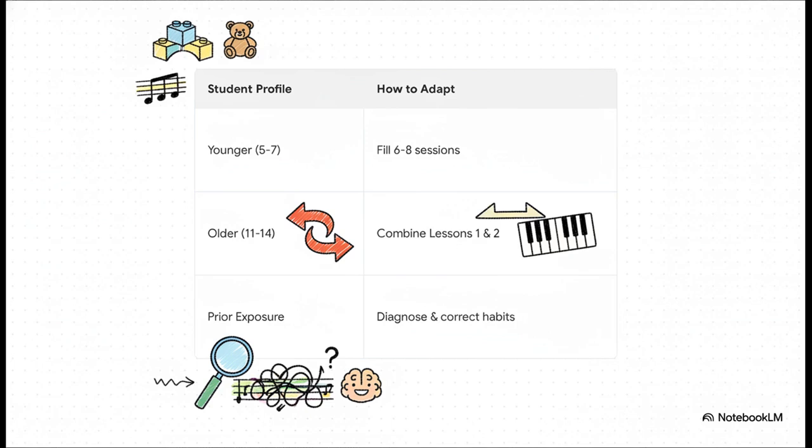If you have an older beginner, maybe 11 to 14, you could easily combine lessons 1 and 2. And for a student with prior informal keyboard exposure, you know, the ones who've been picking out tunes at home, you actually need to spend extra time on lesson 1 to diagnose and correct bad habits, rather than assuming you're starting with a blank slate. The pacing changes, sure, but that vital dependency chain remains totally intact.